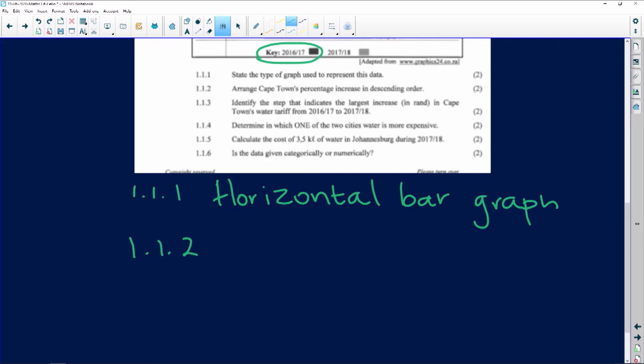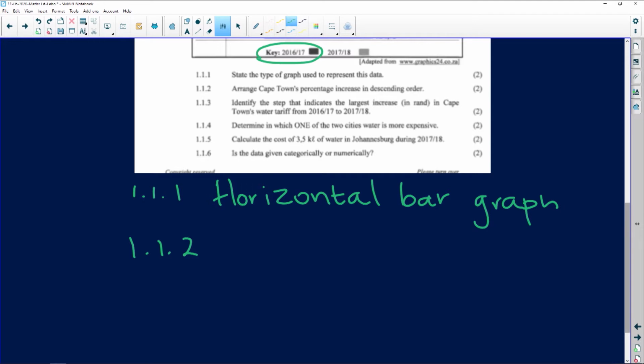1.1.2. Arrange Cape Town's percentage increase in descending order. So with this particular one, I'm not going to write it down, but I'm going to explain it to you. Anything that is in descending order, D, I always say D means down. So it is going down. So descending is from biggest to smallest. So you would take the percentages and then you would arrange them from biggest to smallest. Actually, let's go write it down and see what we have been given there.